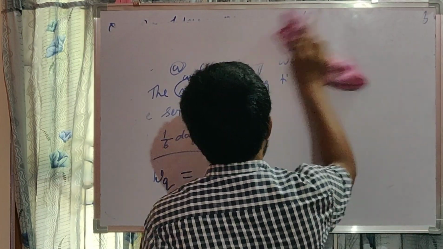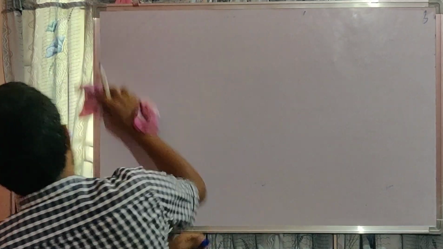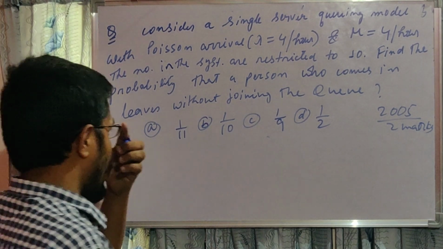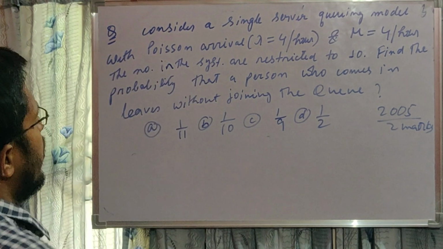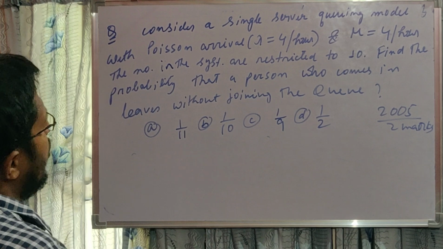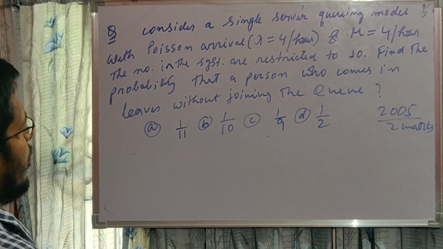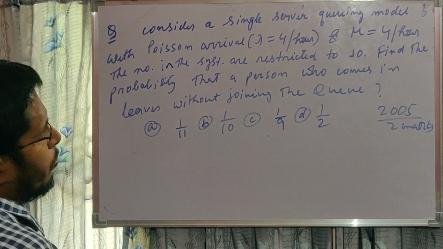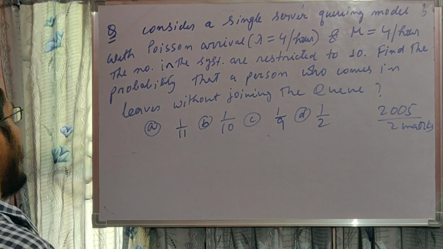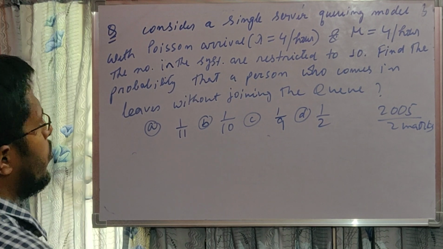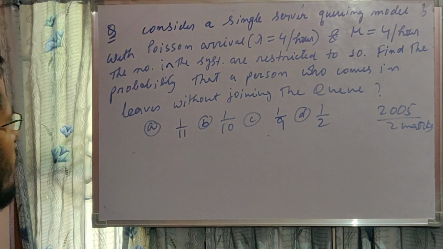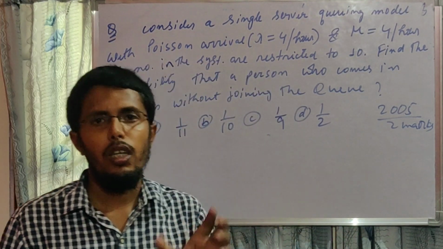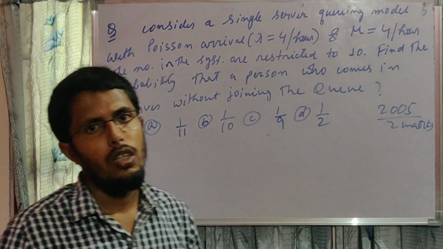Let's proceed to the fourth numerical, and a very important one. Okay, next question. So what is given in this question? A single server queuing model with Poisson arrival, lambda equal to 4, mu equal to 4, and it says that numbers in the system are restricted to 10. Find the probability that a person who comes in leaves without joining the queue. That means the maximum persons allowed in the system are 10.